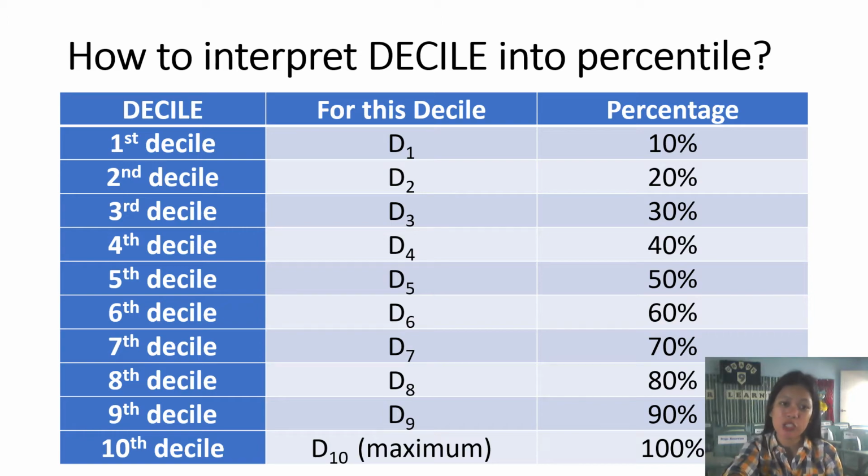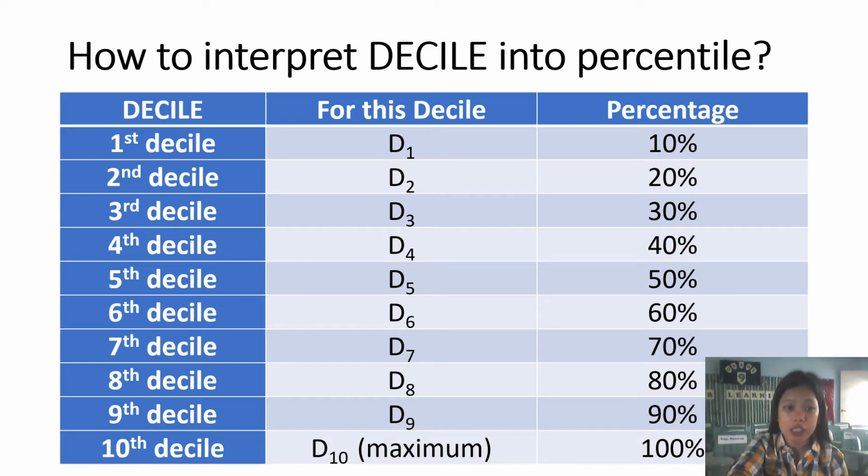60%. The seventh decile is 70%. The eighth decile is 80%. The ninth decile is 90%. The 10th decile is 100%, which means 10% of the distribution is below the first decile, 20% of the distribution is below the second decile, 30% of the distribution is below the third decile.